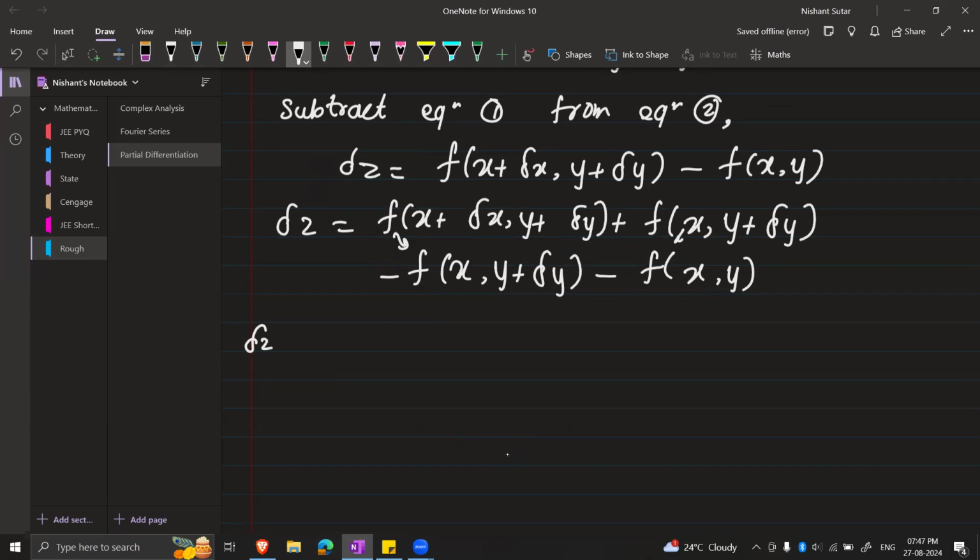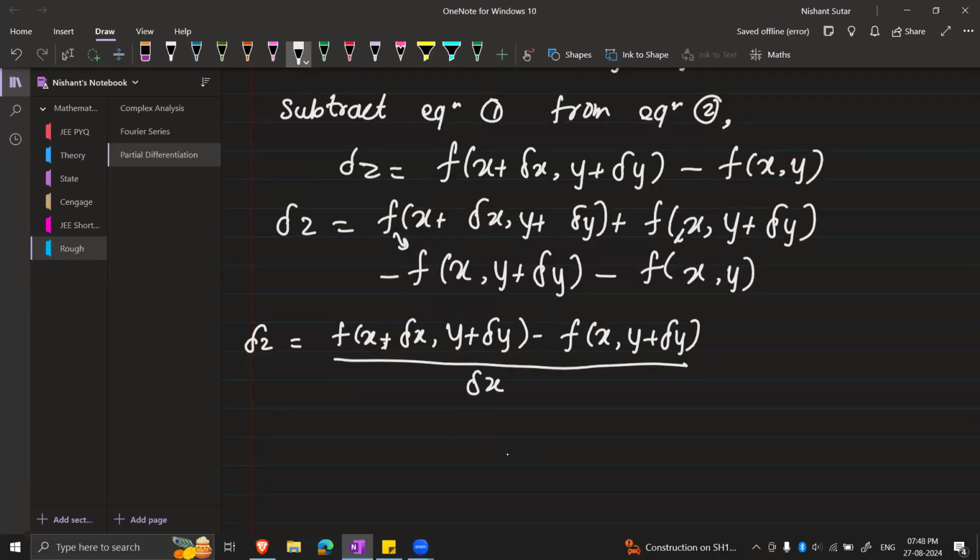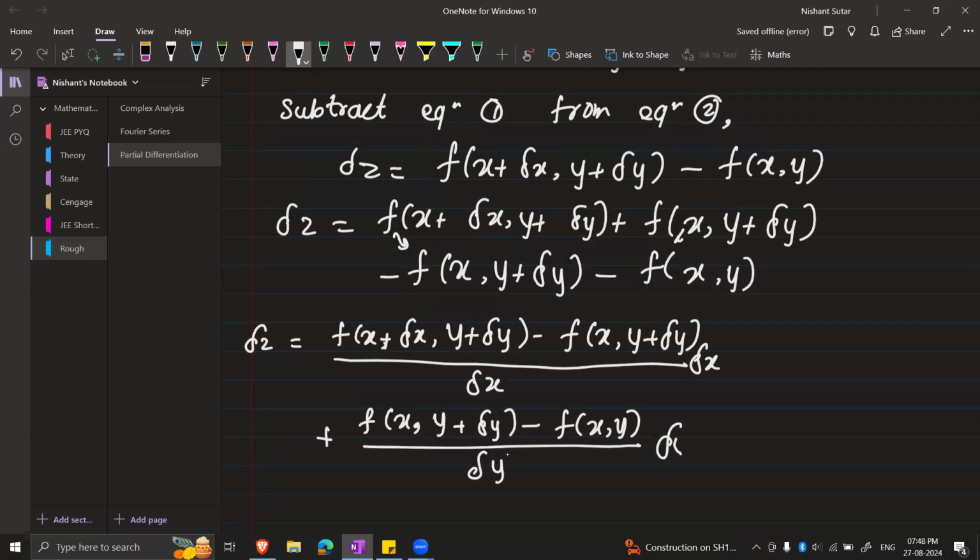So how will this look? My delta z will look like f of x plus delta x, comma, y plus delta y, minus f of x comma y plus delta y. I will divide it by delta x and also multiply by delta x. The next quantity is f of x comma y plus delta y minus f of x, y, whole divided by delta y, and I will again do the same thing.